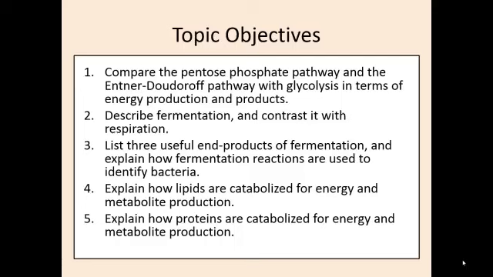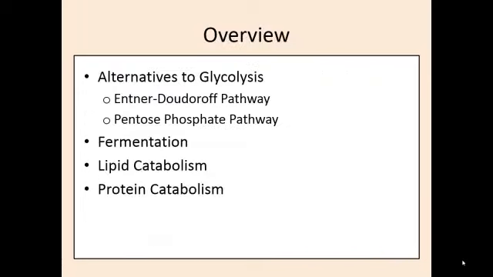List 3 useful end products of fermentation and explain how fermentation reactions are used to identify bacteria. Explain how lipids are catabolized for energy and metabolite production, and explain how proteins are catabolized for energy and metabolite production. We're going to be covering the alternatives to glycolysis, which are the Entner-Doudoroff pathway and the pentose phosphate pathway. Then we're going to talk about fermentation, lipid catabolism, and protein catabolism.